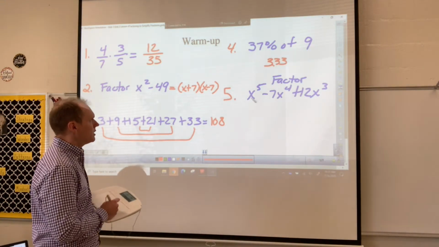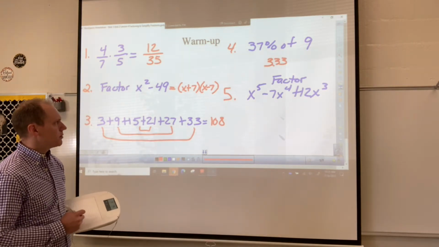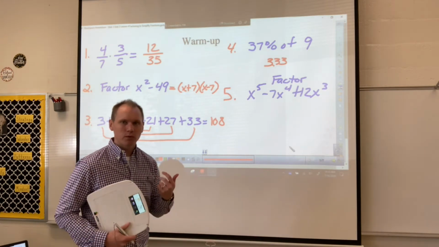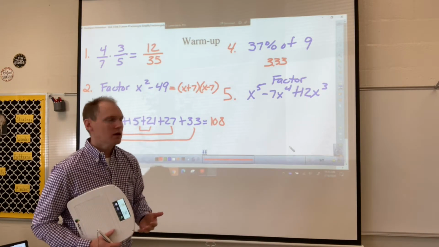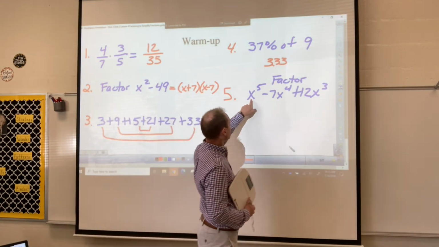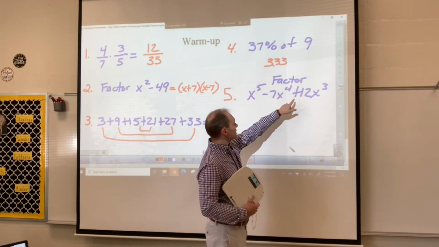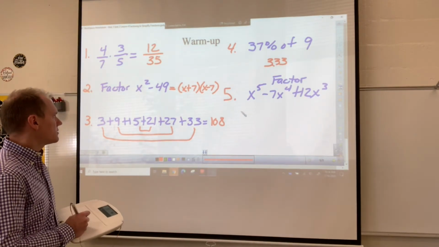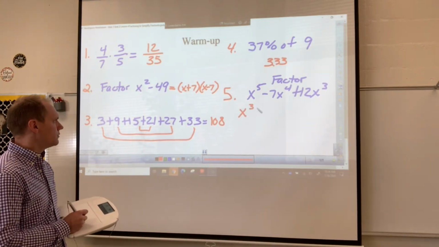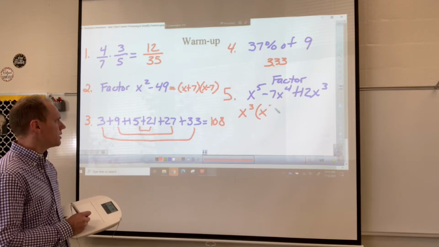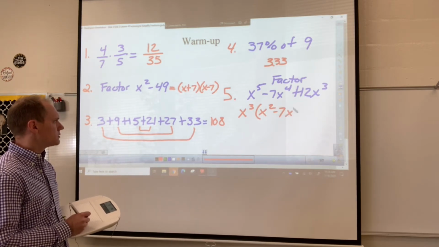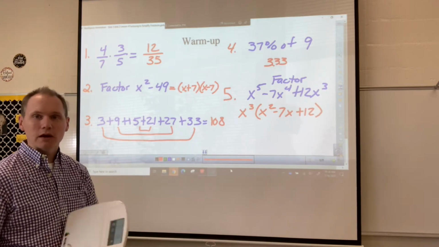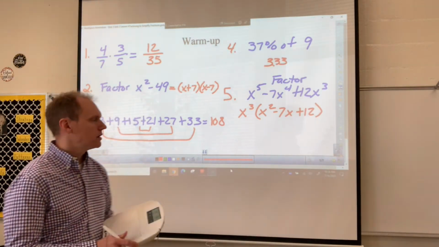Lastly, number 5 here, to factor this, we're going to first start by thinking about GCF. We always want to think about a GCF first. That's the first question that we ask. In this case, it looks like x cubed is a factor of each of those terms. So we can factor out x cubed from each of these and leave us with x squared minus 7x plus 12, which is a quadratic that will then factor even further.